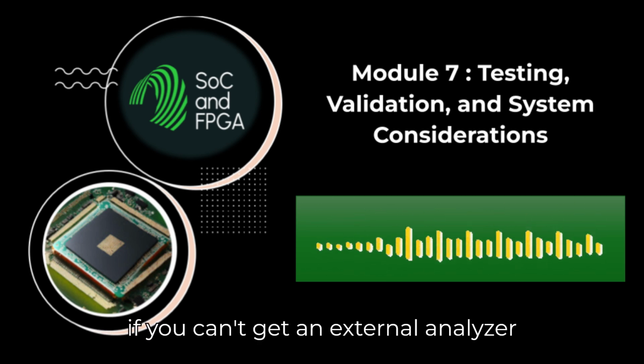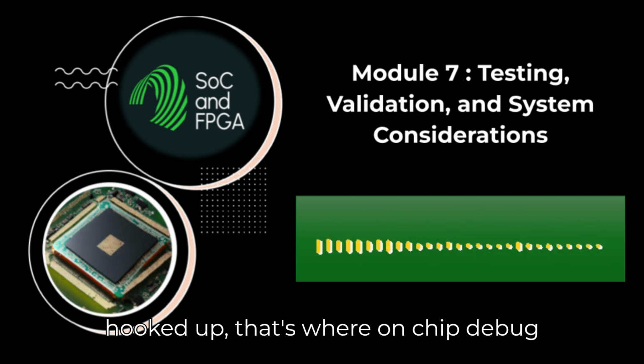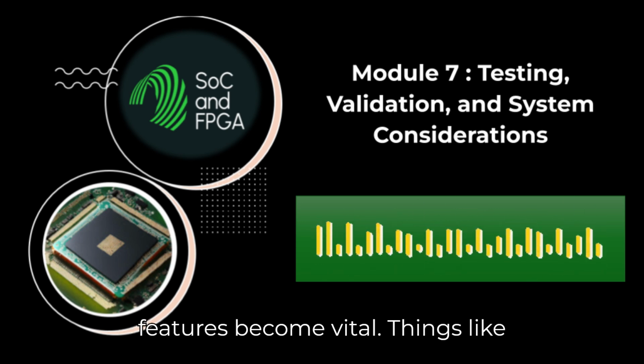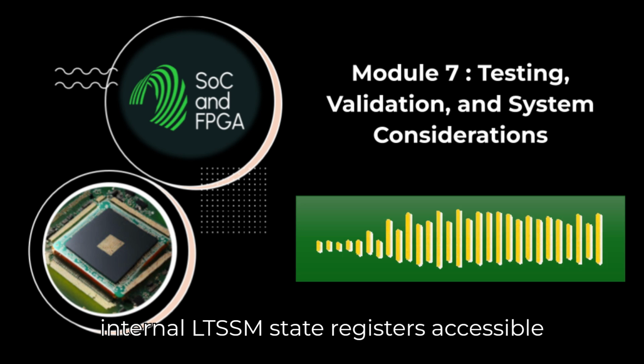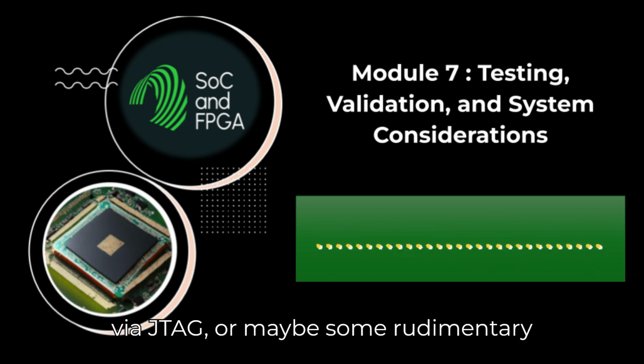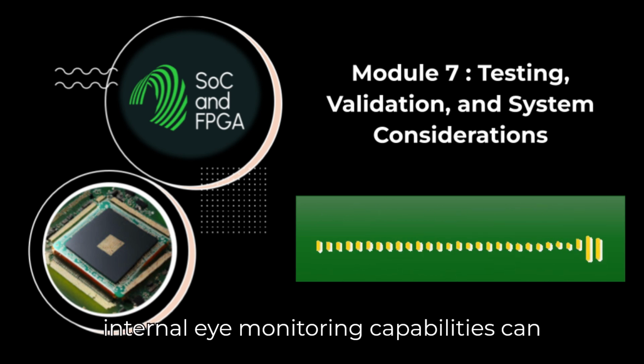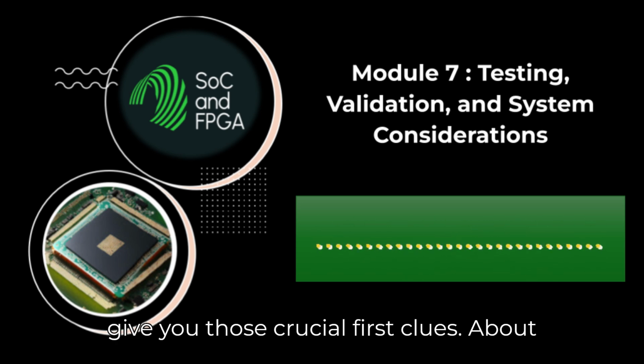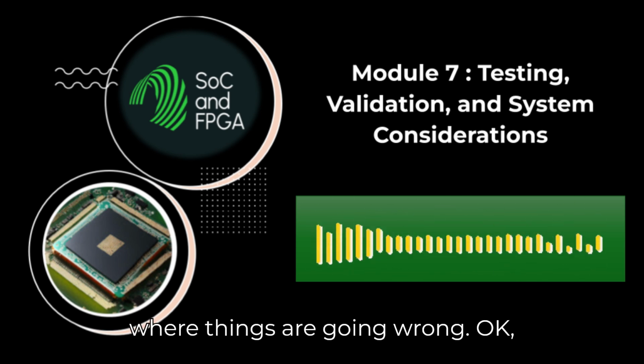And if you can't get an external analyzer hooked up? That's where on-chip debug features become vital. Things like internal LTSSM state registers accessible via JTAG, or maybe some rudimentary internal eye monitoring capabilities can give you those crucial first clues about where things are going wrong.